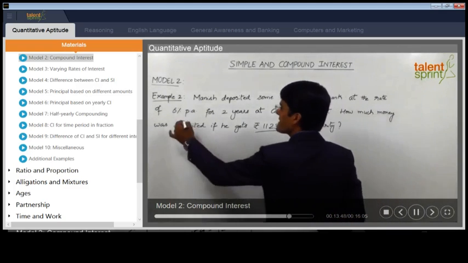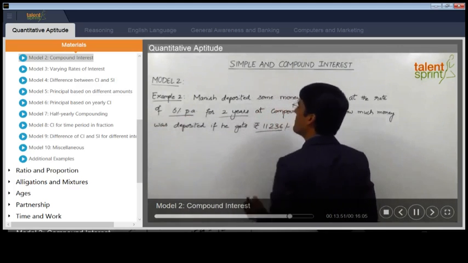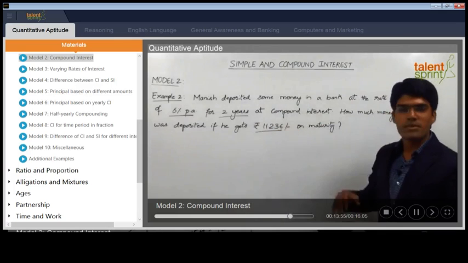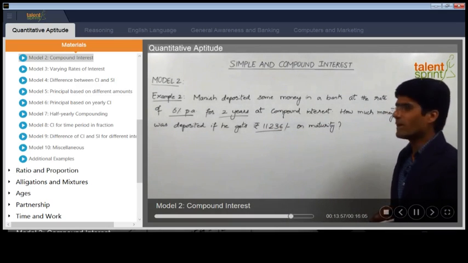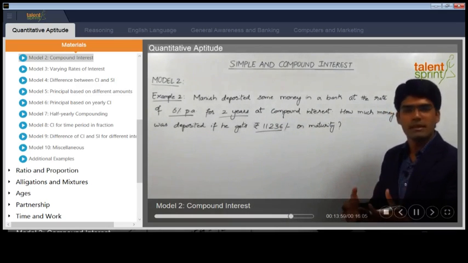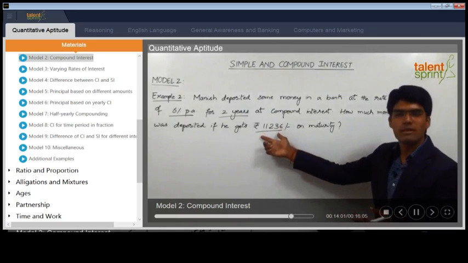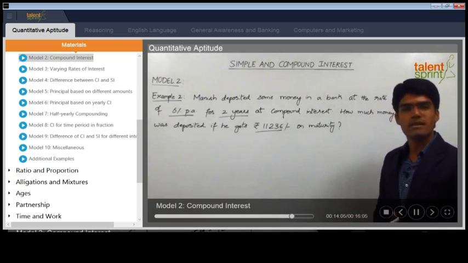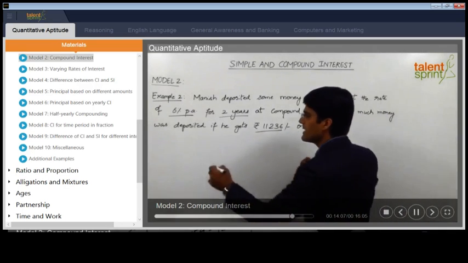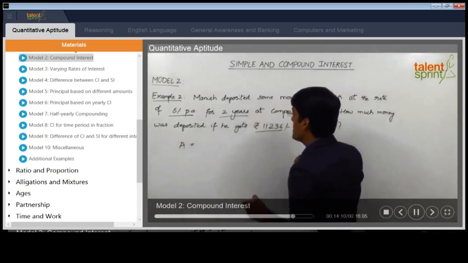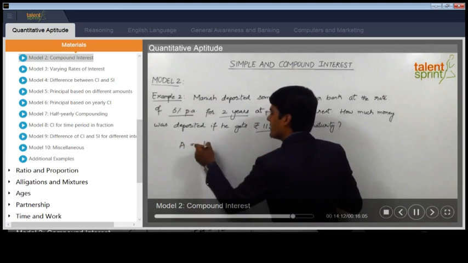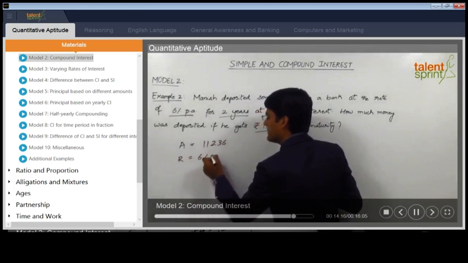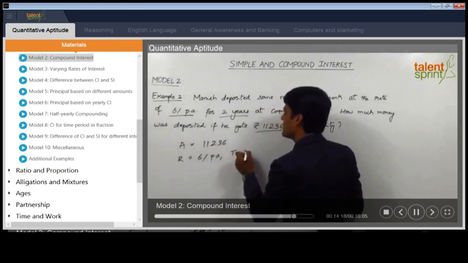The rate of interest given is 6% per annum and the time period is 2 years. So we need to find out how much money was deposited. That is nothing but the principal amount, as Manish has deposited some money which becomes 11,236 after 2 years. So the principal has to be calculated if the total amount is 11,236. So we can say that the total amount here based on compound interest is 11,236. Rate of interest is 6% per annum and the time period is equal to 2 years.